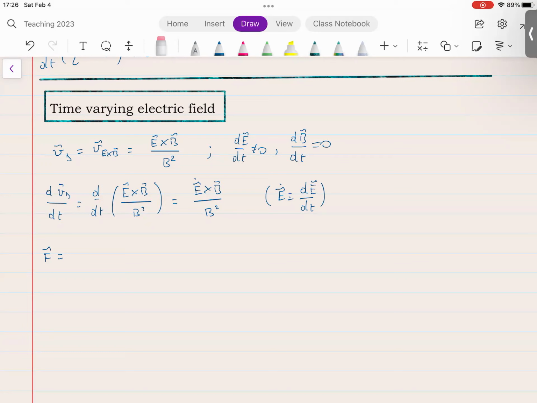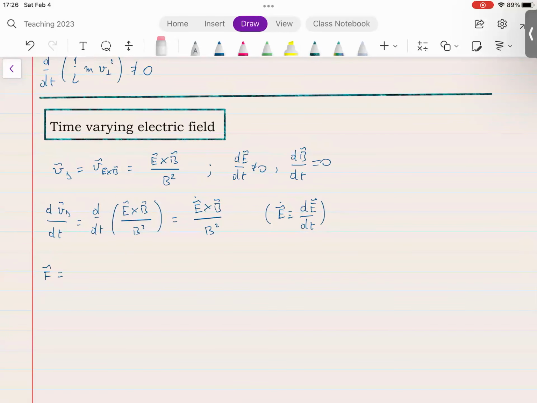In the frame of reference of the guiding center, we see this force, which is equal to the mass times the acceleration, which is the derivative of the velocity, that is the derivative of E cross B over B squared. Or if you prefer, E dot cross B over B squared, as we just wrote.